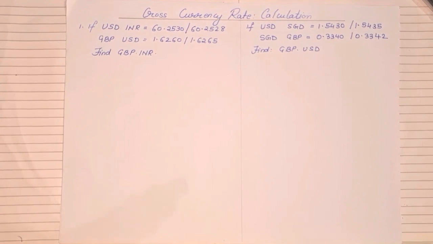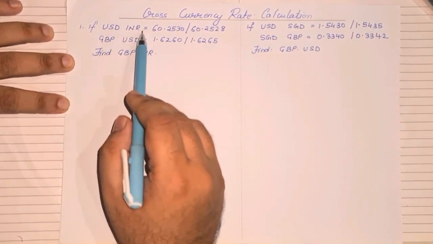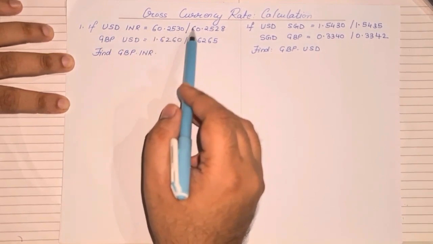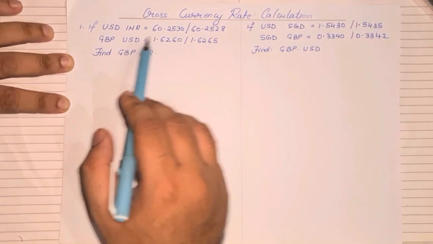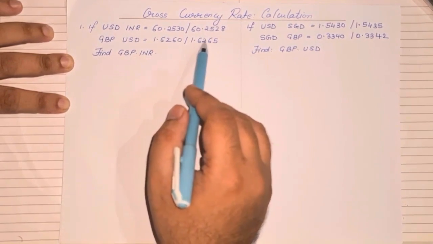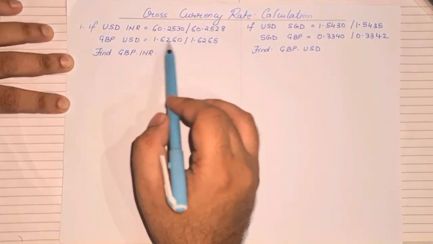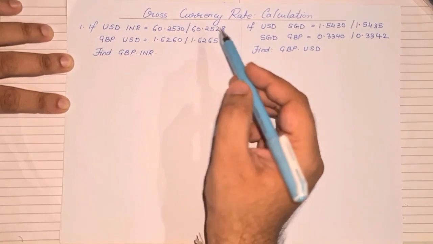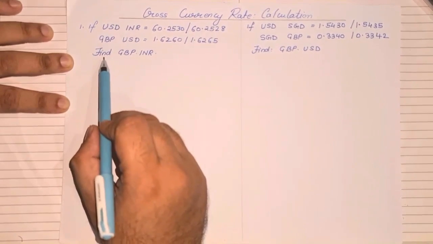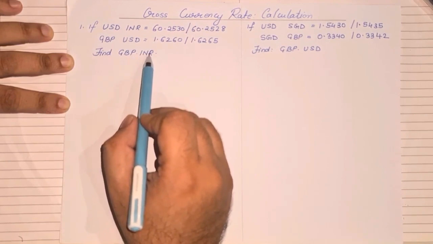So there are 4 problem sums that we are going to take. We are going to start with the very first one. Number 1, it is given that USD to INR is 60.2530 and 60.2528, and GBP, that is Great Britain pound, to USD is 1.6260 and 1.6265. Now always remember, the first amount which is always given is your bid rate, that is your buying rate, and the second amount is called the ask rate or your selling rate. They are asking us to find the cross currency rate between GBP and INR, that is the Indian currency.